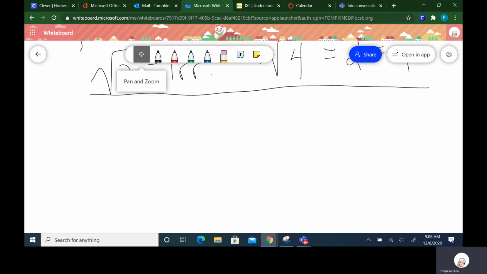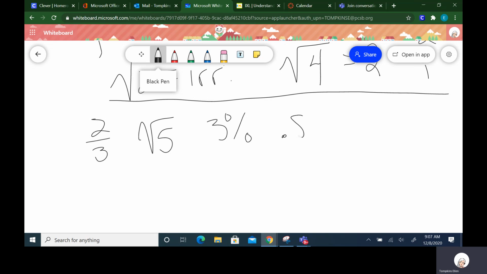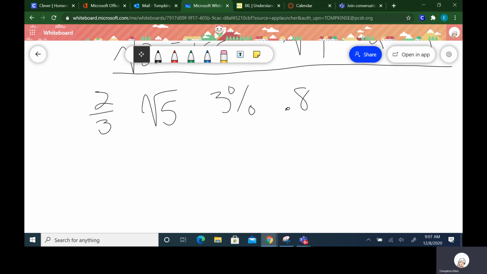If I have, let's say, 2/3, the square root of 5, let's say 3%. Let me get rid of that, it looks like a 6 instead of a percent sign. 3%, so I have that, and 0.8. All right, they're all in different formats. I want to make sure they're all in the same format. So underneath in blue, I'm going to put them all into decimal.